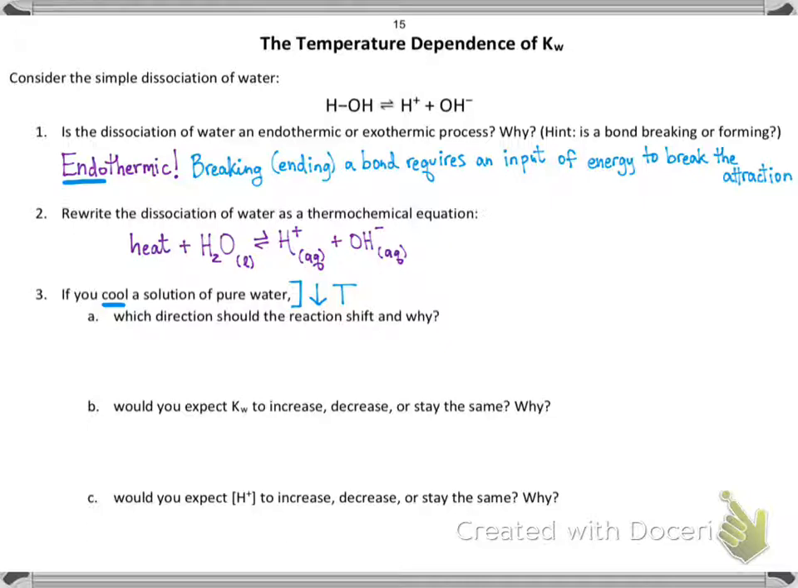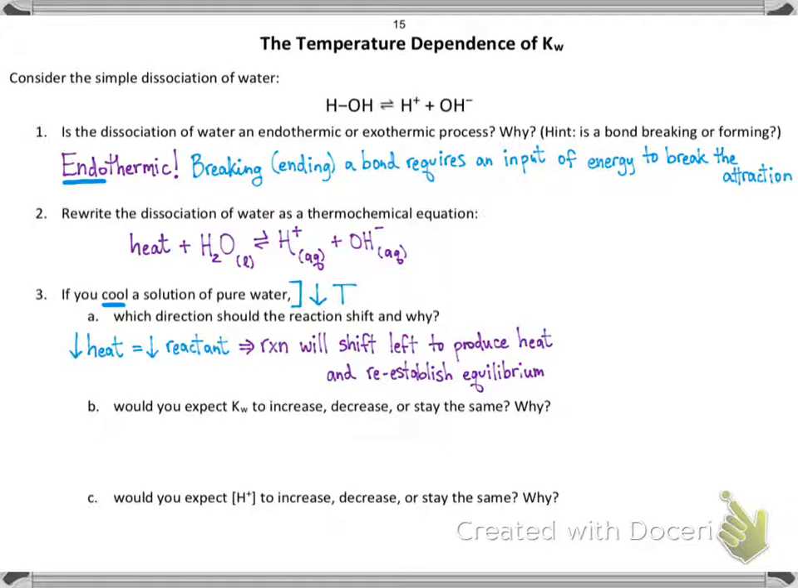Cooling a solution of pure water, of course, lowers the temperature, which lowers the amount of heat, thus lowering a reactant. And Le Chatelier says, if you stress the system by changing one of the reactants, in this case taking it away, it's going to shift to replace it. So that means it must shift left to produce more heat and reestablish equilibrium.